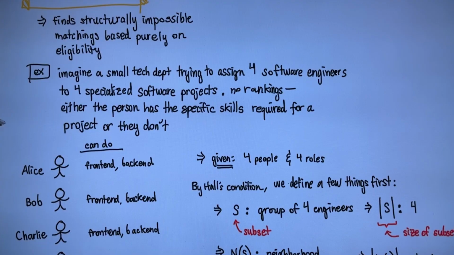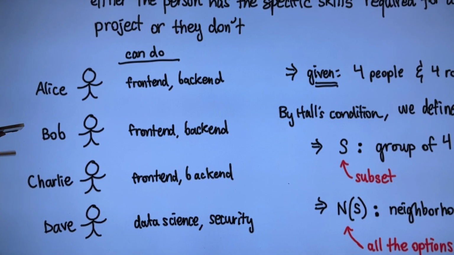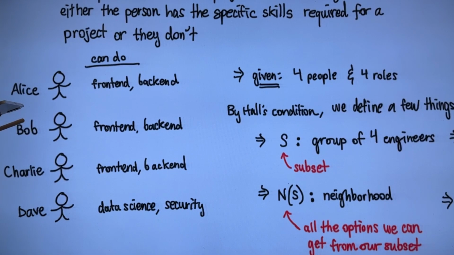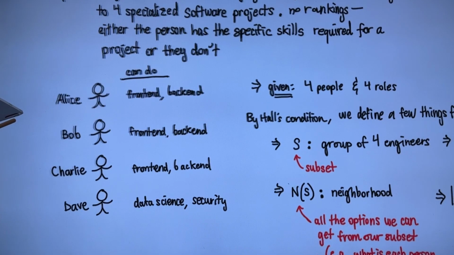Pretty simple. Now let's say we have 4 people, and as luck would have it, they are only individually good at 2 things. So let's say Alice is good at front end and back end. Bob is also good at front end and back end. Charlie is good at front end and back end. And Dave is good at data science and security, so he sticks out. Anywho, we have 4 people, 4 different roles that we need to fill.